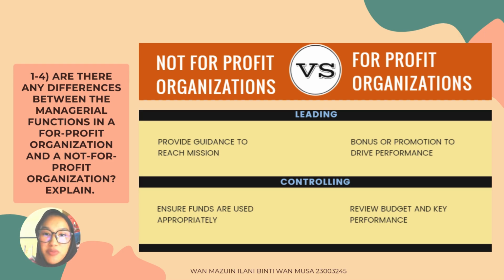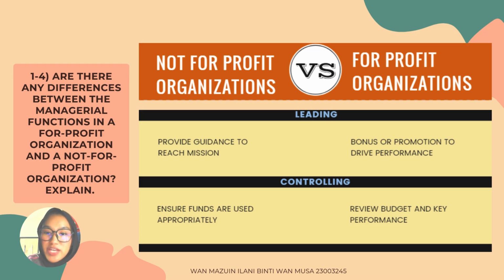Meanwhile, in for-profit organizations, controlling focuses on monitoring financial performance, including profit margins and sales figures. Regular performance reviews, budgets, and key performance indicators (KPI) ensure that the organization stays on track. Then, leaders would adjust strategies based on market trends and financial reports to achieve their profit goals. This ensures that the company does not have a risk of going bankrupt.